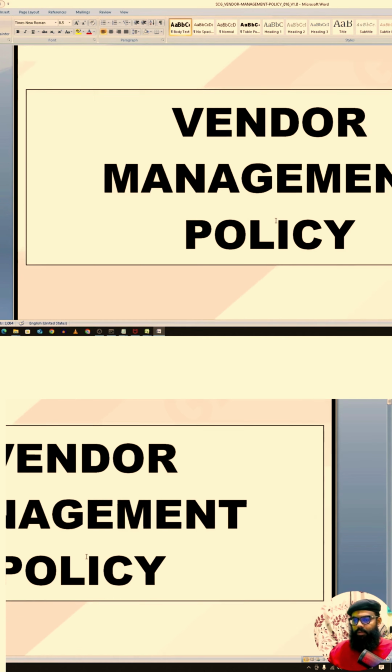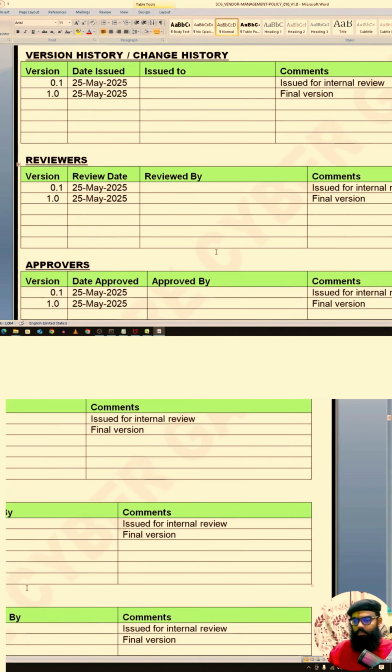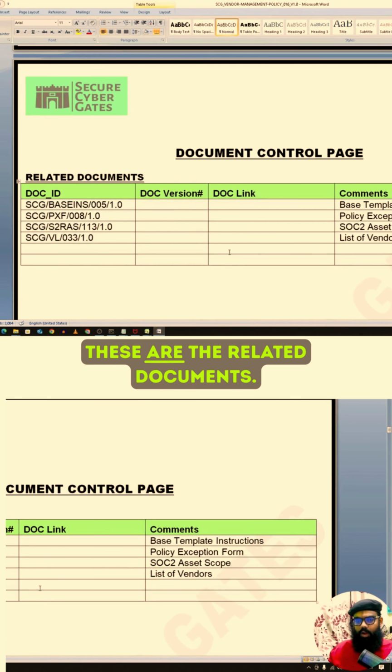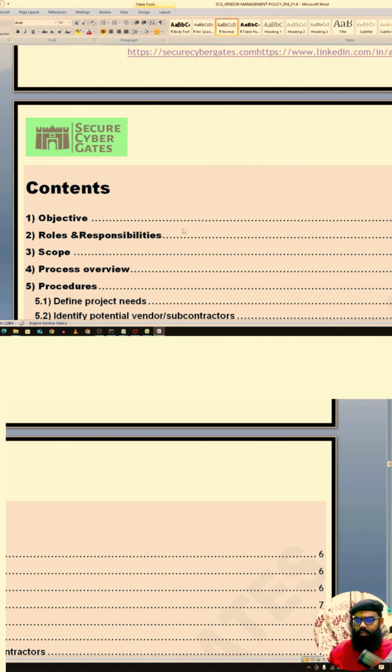Vendor management policy. This is the document control page. These are the related documents. Confidentiality policy. Here we have the contents.